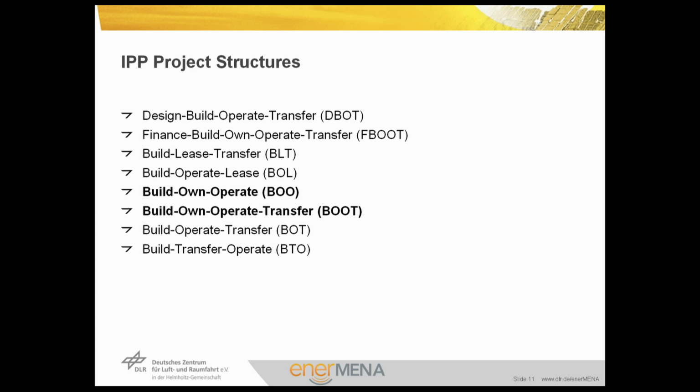So what are the typical IPP project structures? There are 8 structures shown on this slide. You can see that it is always about design, build, own, operate, lease, and transfer. The most typical structures, however, are the BOO, build, own, operate, and the BOOT, build, own, operate, and transfer. Transfer in this case means that after the PPA period, the plant will be handed over to the utility. This is a typical practice in the MENA region.